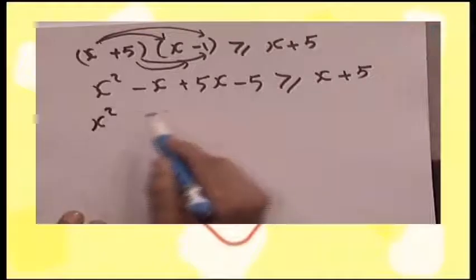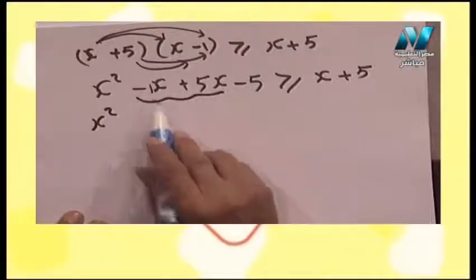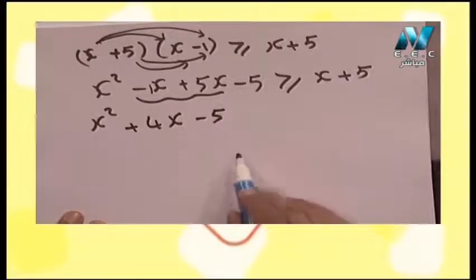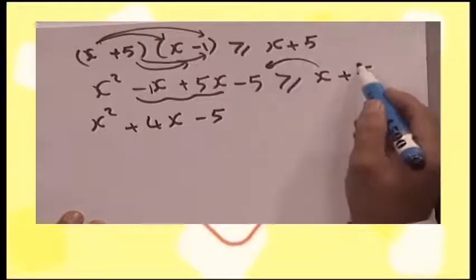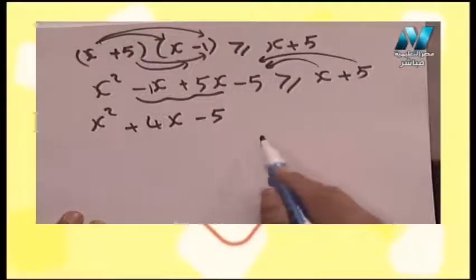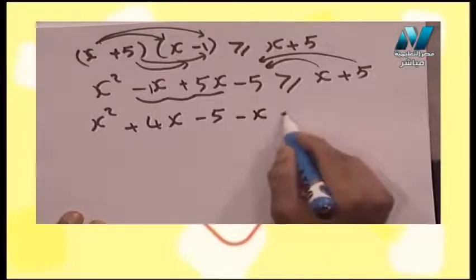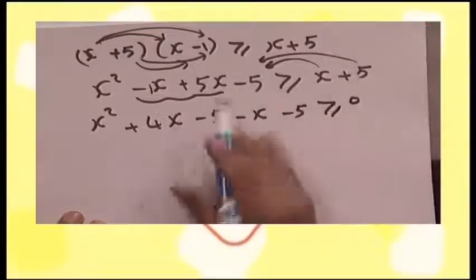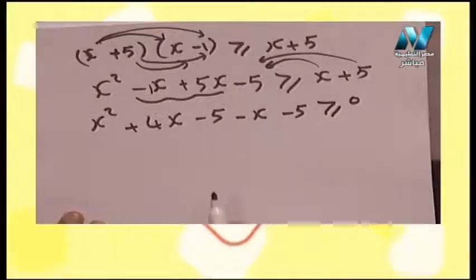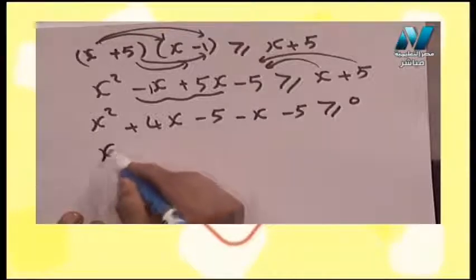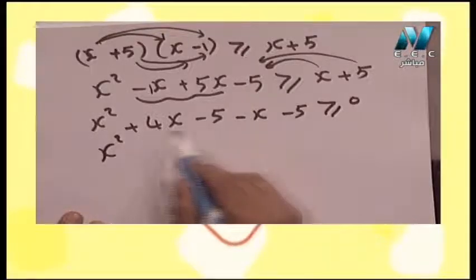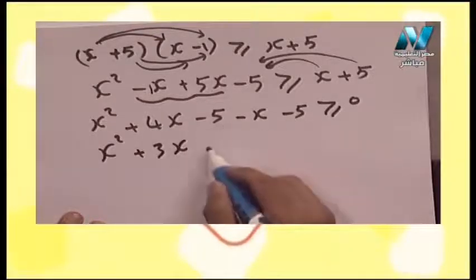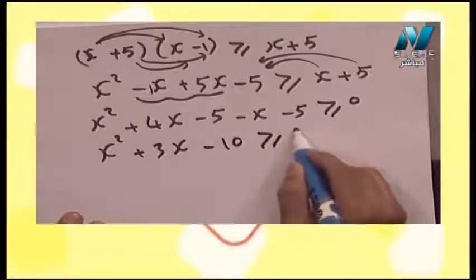x power 2 here, and we have negative x plus 5x will be positive 4x, minus 5. And try to transfer these parts inside the inequality. This will be negative x and negative 5, still greater than or equal 0, because we transferred these to the left side. And try to simplify it again. We have x power 2, 4x minus x will be positive 3x, minus 5 and minus 5 will be negative 10, greater than or equal 0.